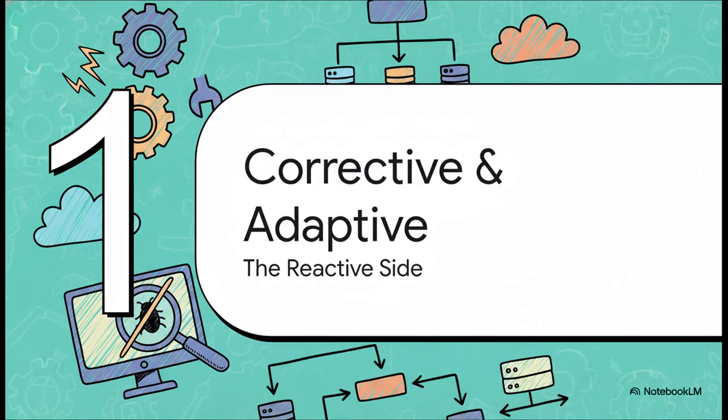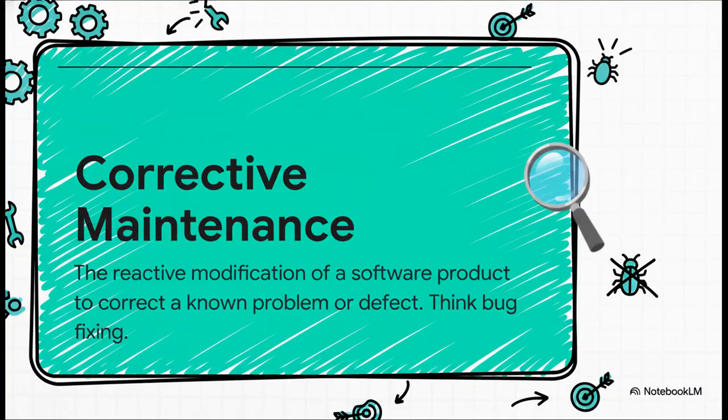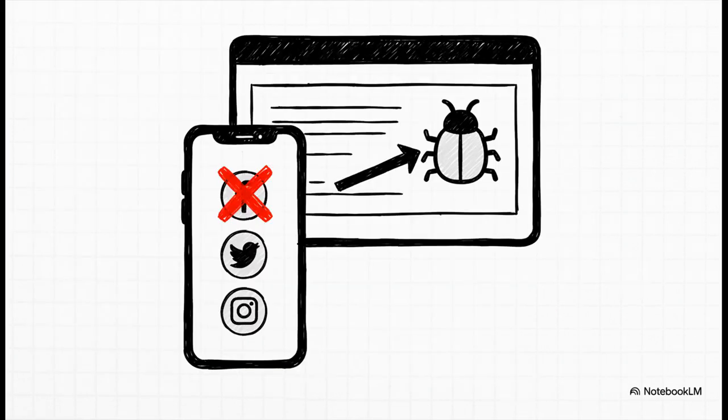This is the stuff you do when something has already gone wrong. First up, we've got corrective maintenance. This is pretty much what everyone pictures when they hear software maintenance. It's your classic bug fix. Something's broken, it's not doing what it's supposed to do, and a developer has to dive in and correct the mistake in the code. So, for example, let's say people are trying to log into your app with their social media account, and it just fails. The team digs in and they find the culprit, a bug, right there in your own app's code. So they fix it, push out an update, and boom, problem solved. That's corrective maintenance, plain and simple.